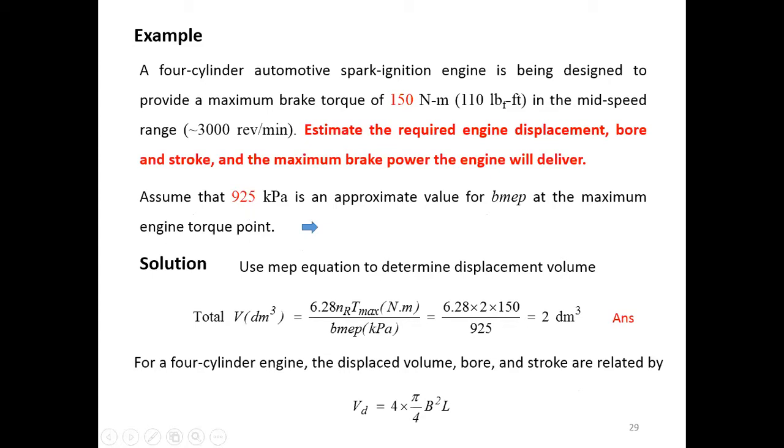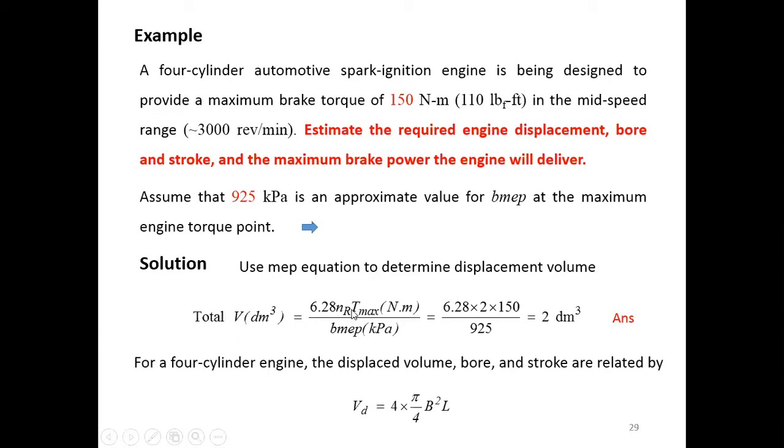You go for 925 kPa for the brake mean effective pressure. So we will use this brake mean effective pressure to come up with the displacement volume, right? Because we know the formula. We have this formula: the BMEP is 6.28 times the number of crank revolutions times the maximum torque, because they give us the maximum torque. So we can come up with the total displacement volume.